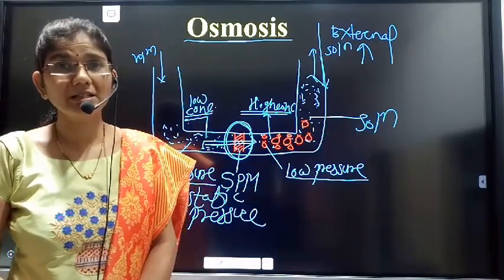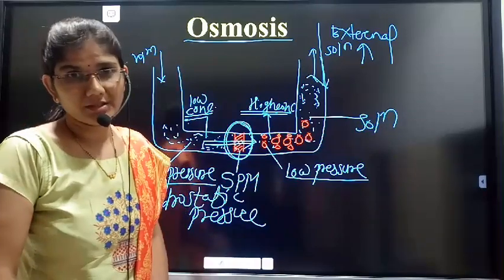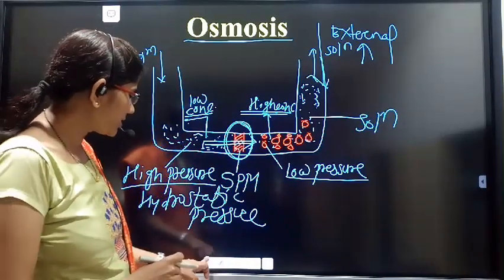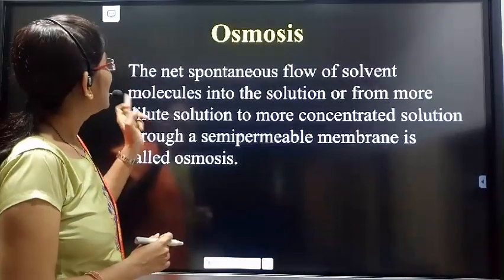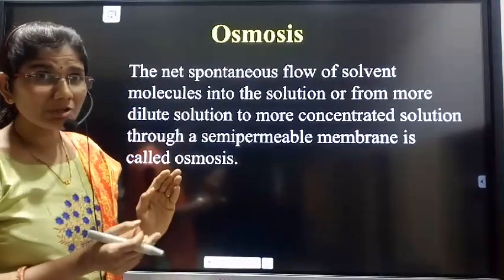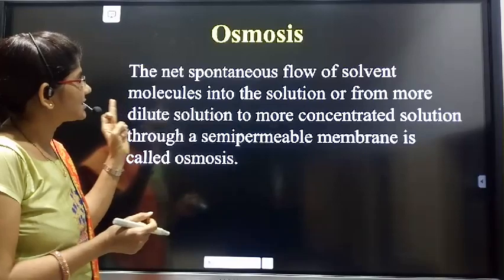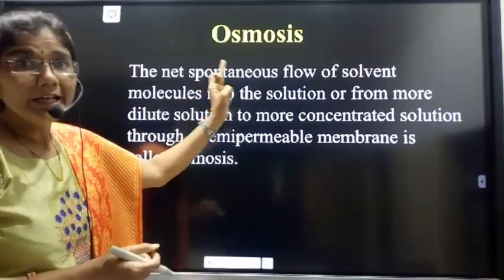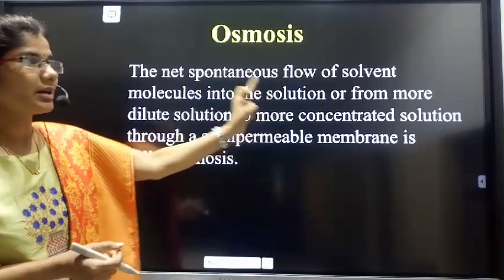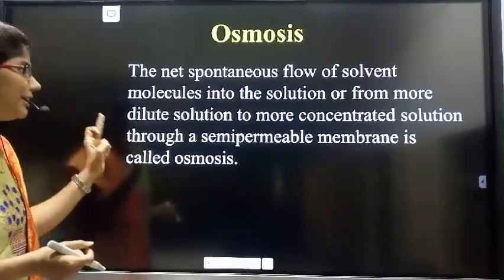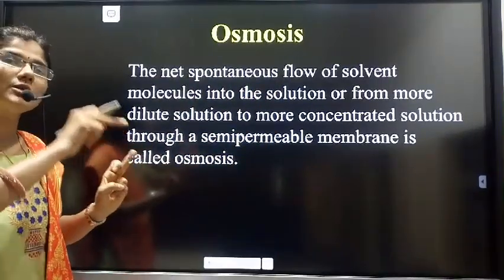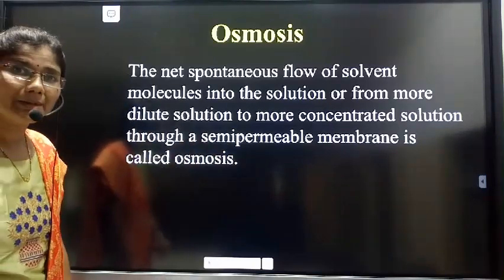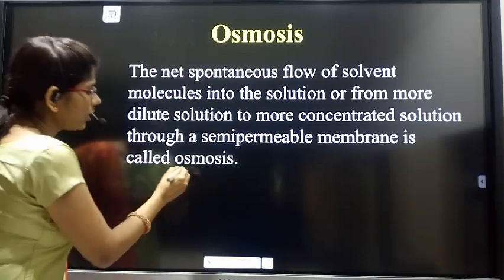This pressure is called osmotic pressure. So what is meant by osmotic pressure here? Therefore, the osmosis, what is meant by osmosis? Osmosis is the net spontaneous flow of a solvent molecule into the solution, or from a more dilute solution to a more concentrated solution, through a semi-permeable membrane.